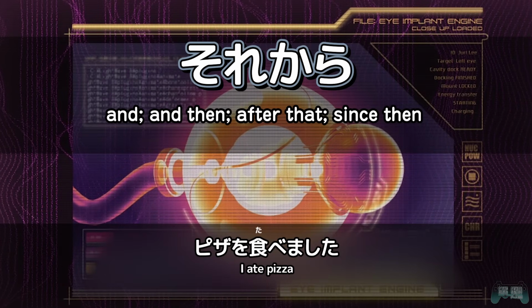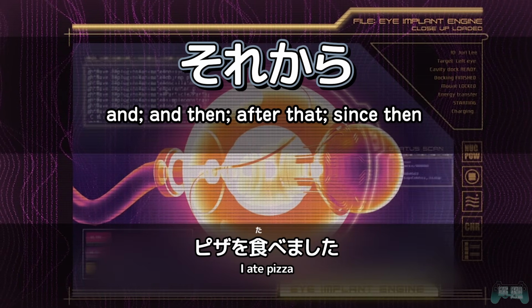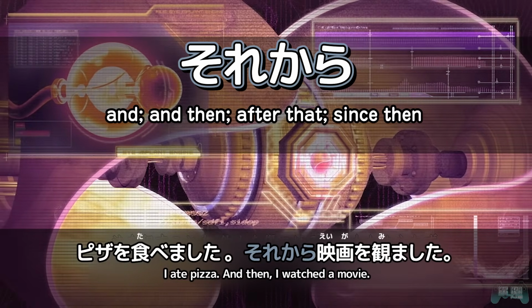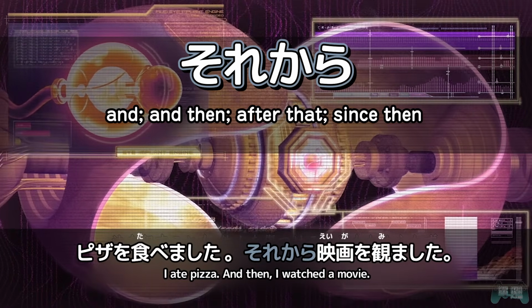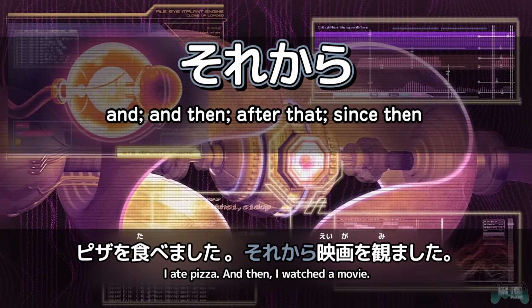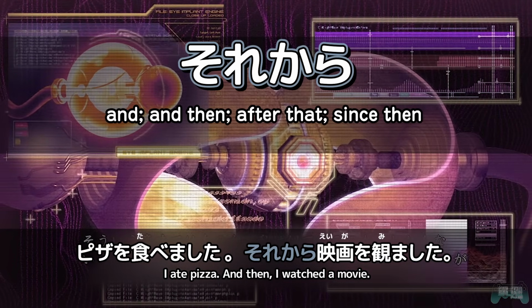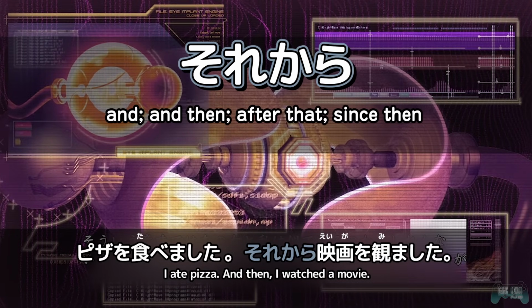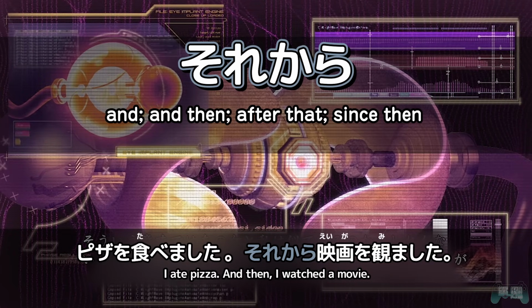For example, I ate pizza. Pizza o tabemashita. Okay, great, but what next? それから, and then I watched a movie. 映画を見ました. So it refers to a previous action and then it continues the story with a separate action. These actions take place independently of each other.